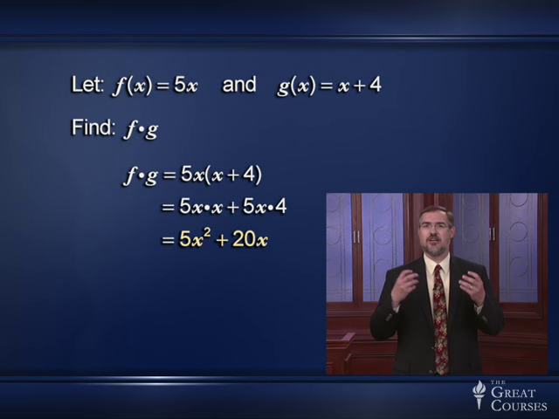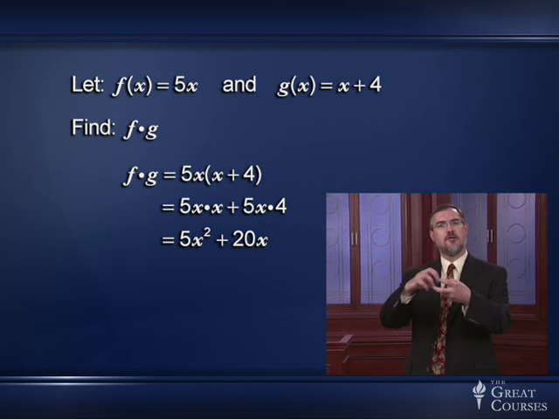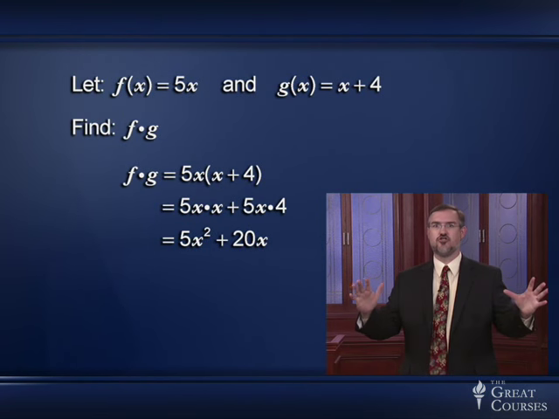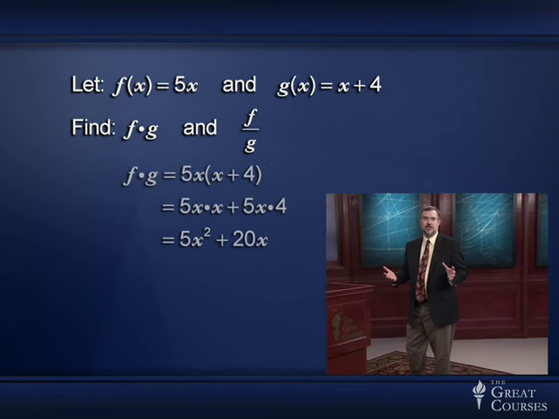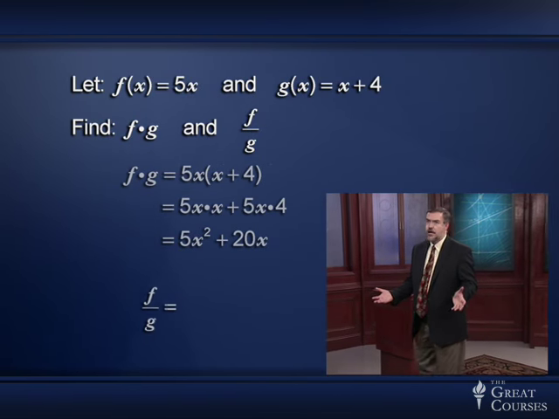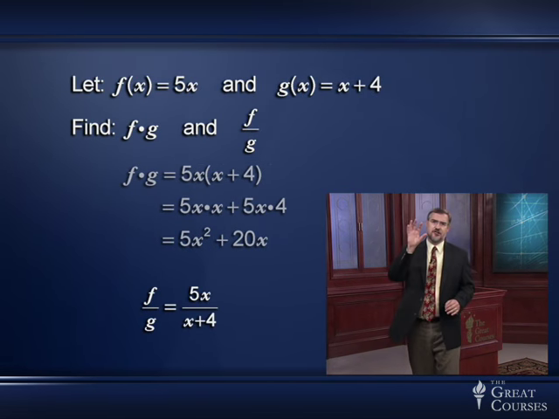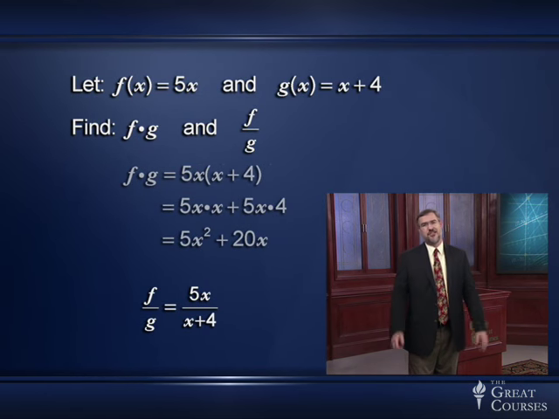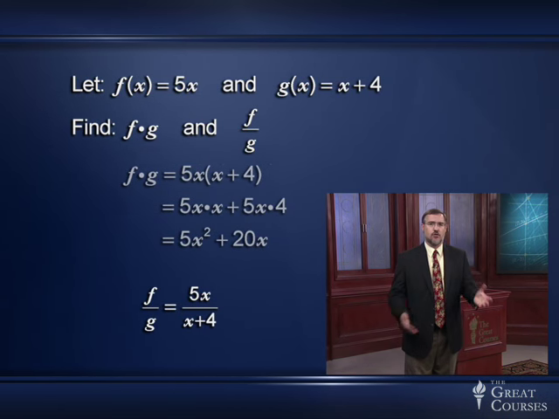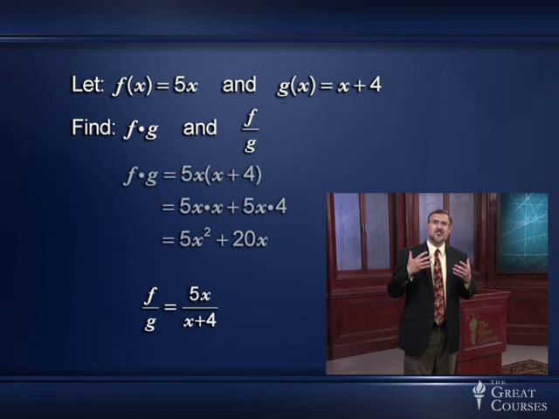Really cool. So you can actually start with two linear functions, multiply them together to get something totally different. Now, what would f divided by g look like? Well, f divided by g would just be 5x on top divided by x plus 4. And unfortunately, there's nothing else you can do with that to make it any cleaner or more simple. So we just leave it that way.